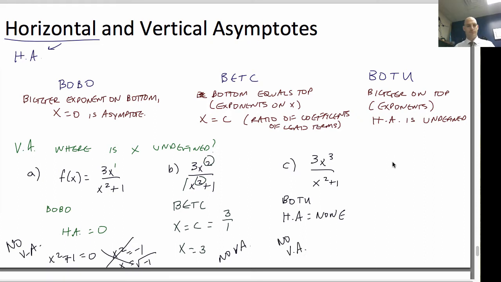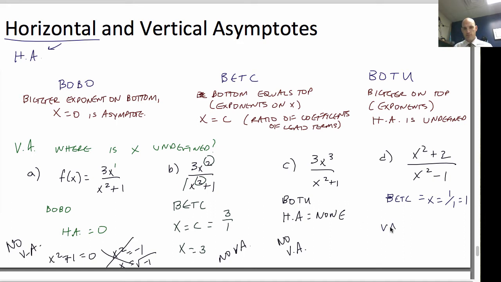We're going to do one more example. In D, I'm going to have x squared plus 2 over x squared minus 1. All right, so let's look. Horizontal asymptotes, Bobo, Betsy, BO2. X squared, so bottom equals top. So it's a ratio. So Betsy. So it would be 1 over 1. So there's a horizontal asymptote at y equals 1.